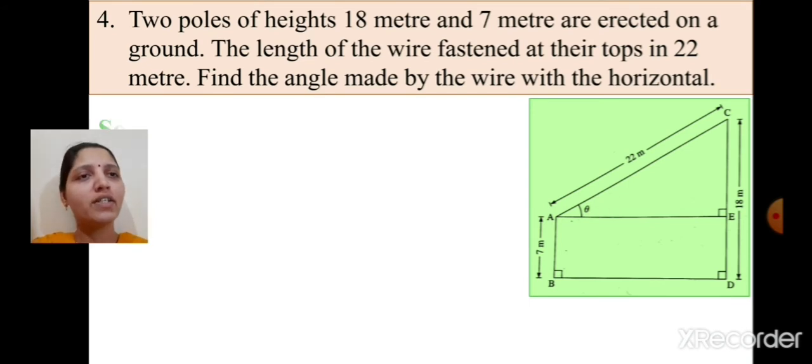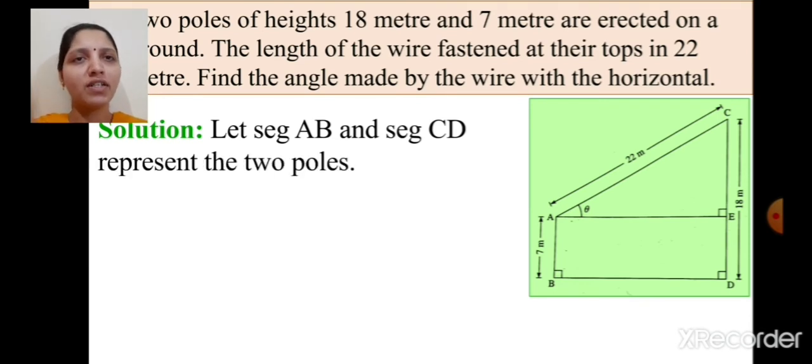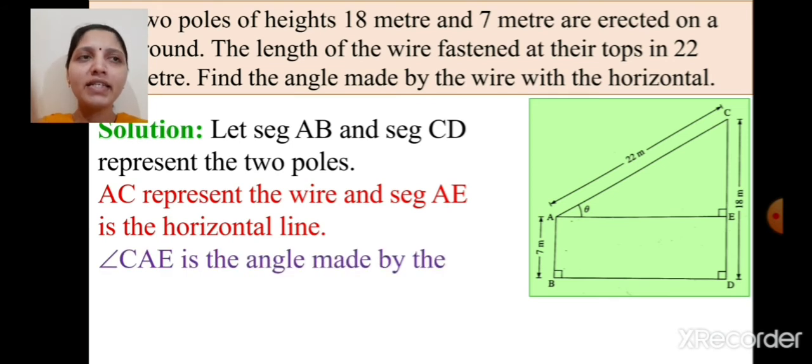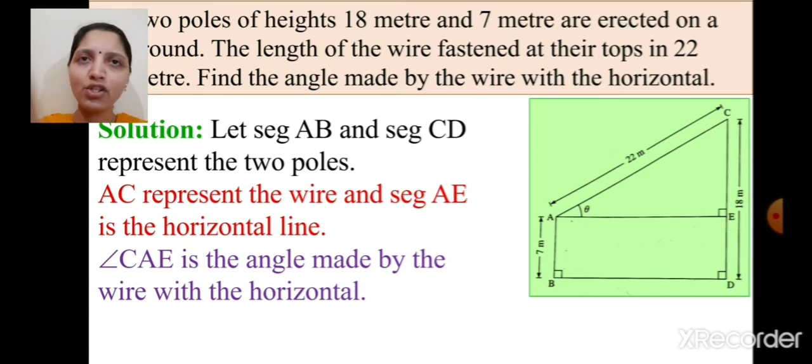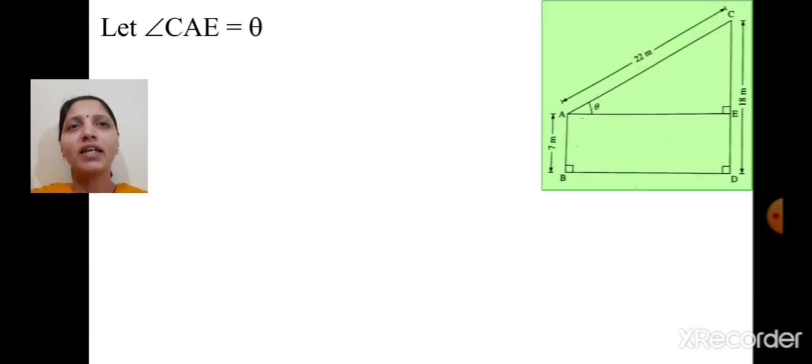So let's start with the solution. Let segment AB and segment CD represent the two poles. AC represents the wire and AE is the horizontal. Angle CAE is the angle made by the wire with the horizontal, and that you have to find out. AB is equal to 7 meters, CD is equal to 18 meters and AC is equal to 22 meters. It is given to us. And angle CAE is equal to theta, that we have assumed.